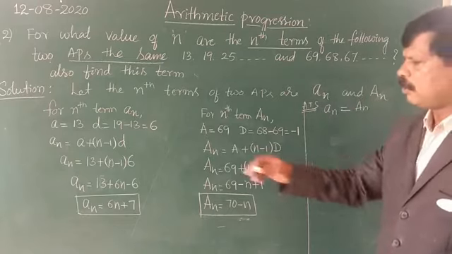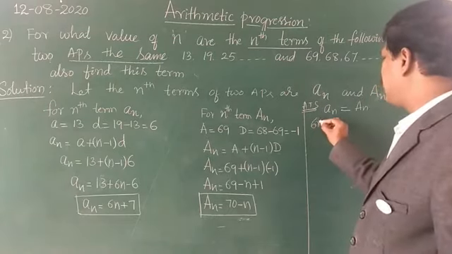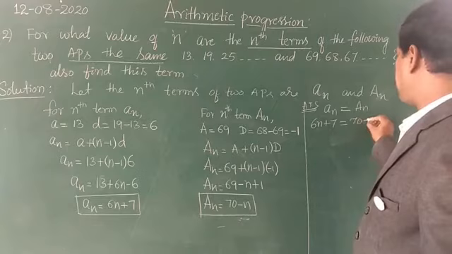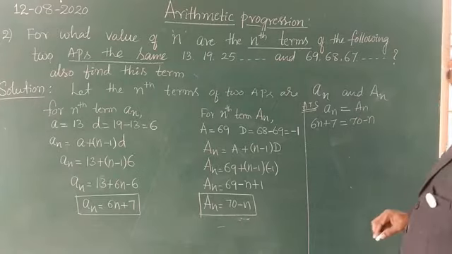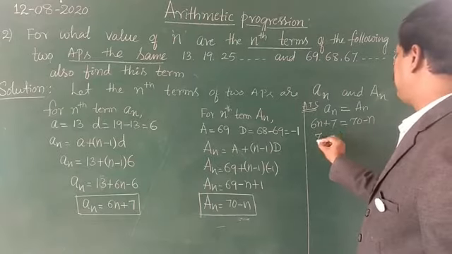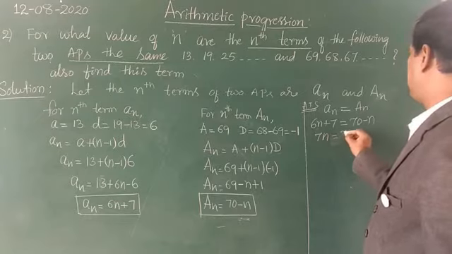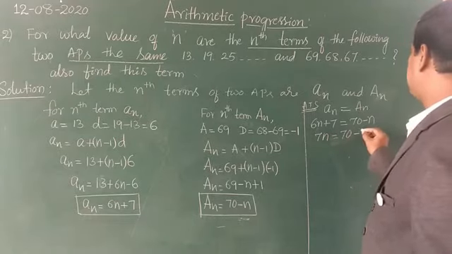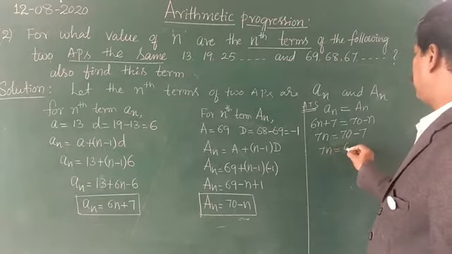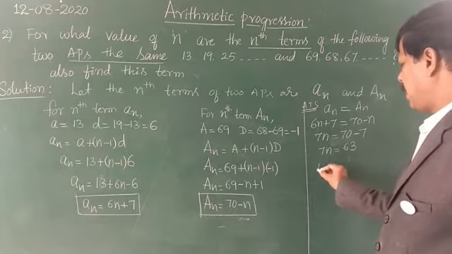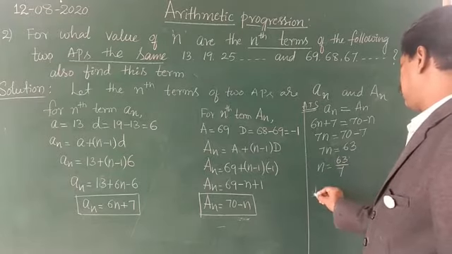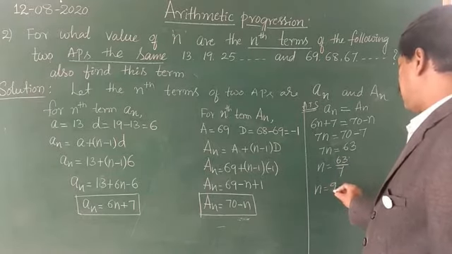Clear? Now write down this: 6n plus 7 is equal to 70 minus n. Now shift this to this side. 6n plus n is 7n is equal to 70 minus 7. Now 7n is equal to 63. Then n is equal to 63 by 7. So n is equal to 9.